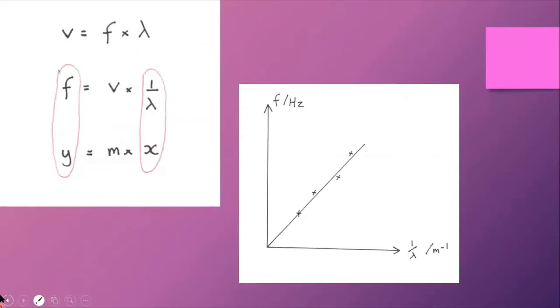If we take the wave equation, v equals f times lambda, and rearrange it to make f the subject of the equation, then we can see that if we're plotting a graph of f against 1 over lambda, then the gradient of that graph is the speed of sound in air. And essentially that's the journey that we're going to be on for the course of this presentation.